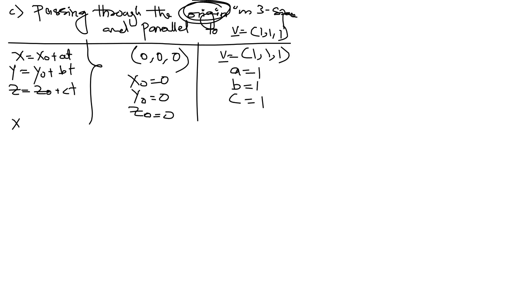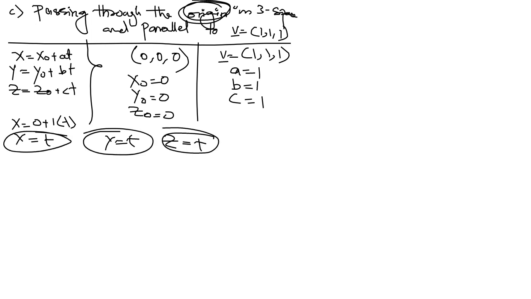So if you substitute the values, x naught is 0, a is 1 times t, x is equal to t, y is equal to t, z is equal to t. So these are the parametric equations. Okay, got it? Understand how you can find the parametric equations?